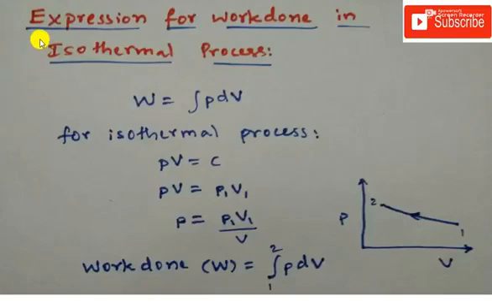Now we are going to see the derivation of the expression for the work done in an isothermal process. So we know in general the work done formula for any thermodynamic process is W equals the integration of P dV, and we know for an isothermal process PV is equal to a constant, and that can be written as PV equals P1 V1, and this P can be written as P1 V1 by V by sending V this side.